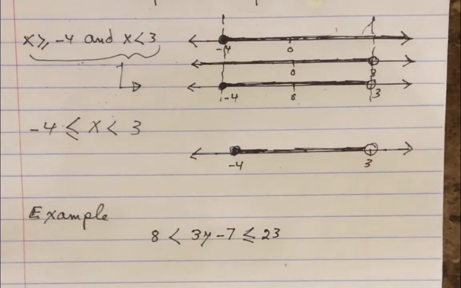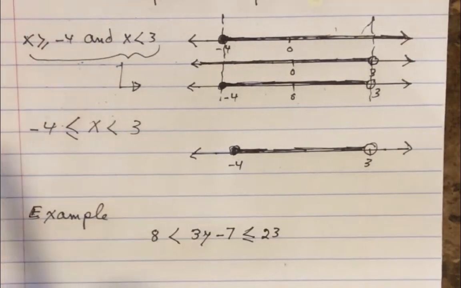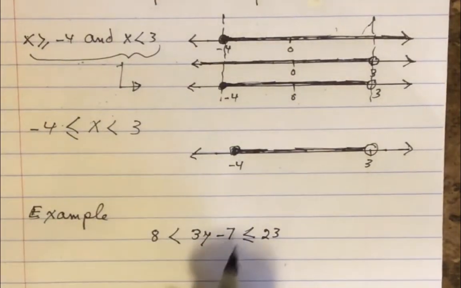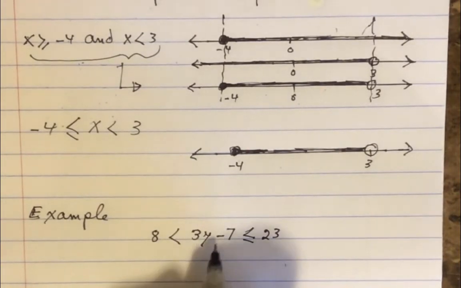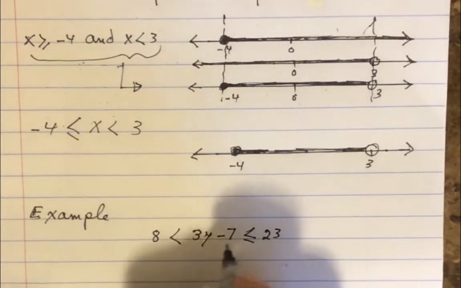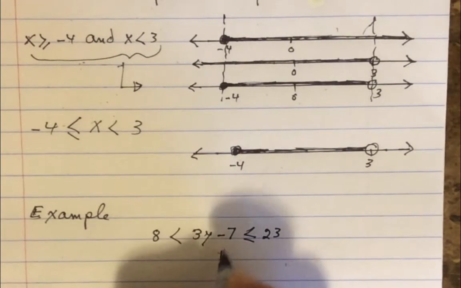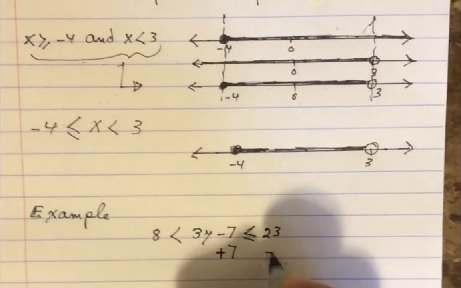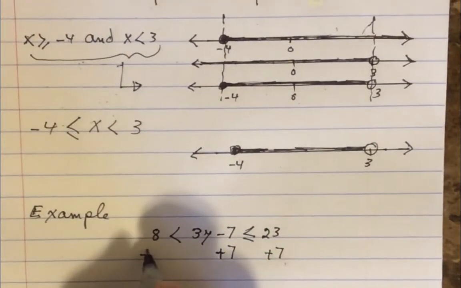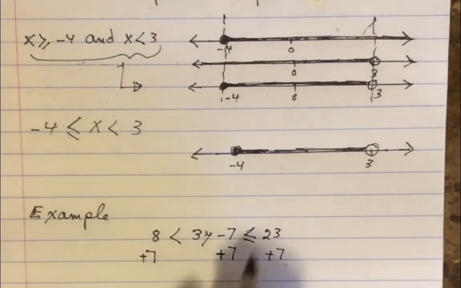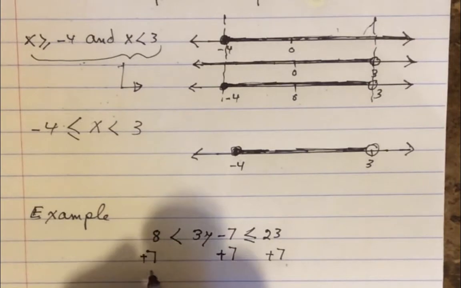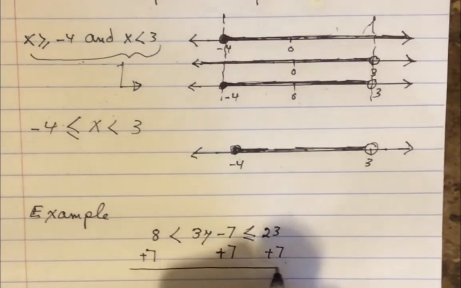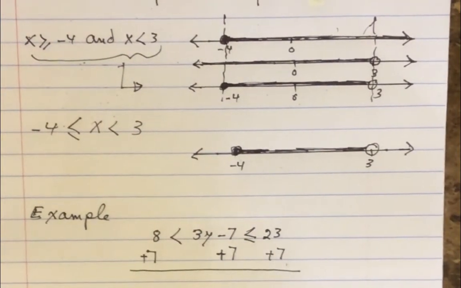Now let's do this one. We start from the middle. We want to get this y by itself. So we want to get rid of the -7. Over here we're subtracting 7, so we do the opposite operation and we add 7. When you add 7, you have to add 7 to all of them. When you add or subtract, you don't change the inequality sign. You change the inequality sign only when you divide or multiply by a negative number.